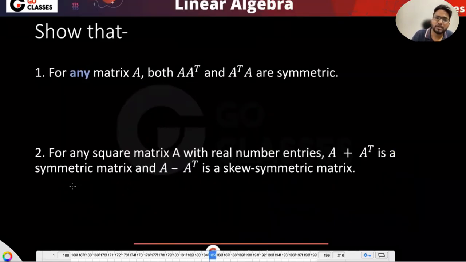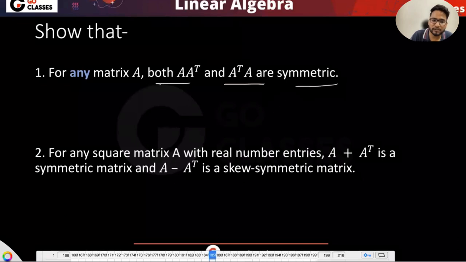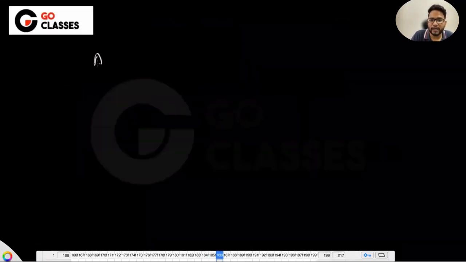Okay. So for any matrix A, both A A transpose and A transpose A are symmetric. Can you prove this? That A A transpose is symmetric.